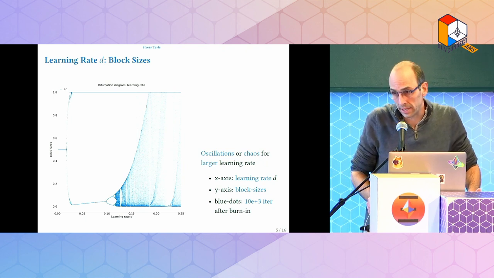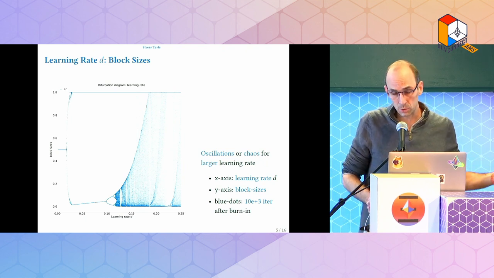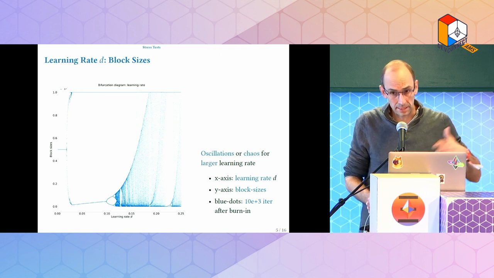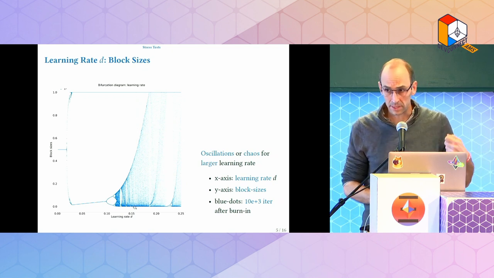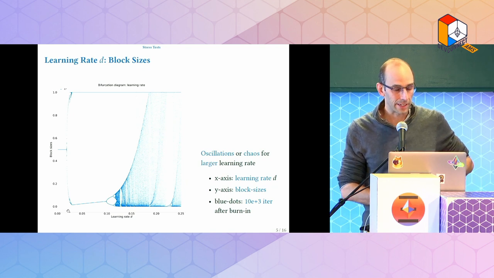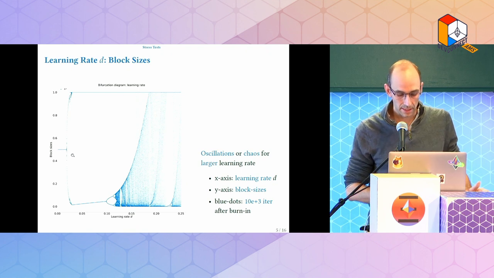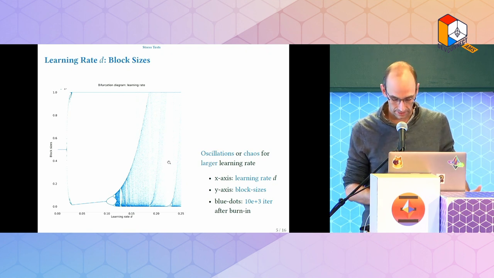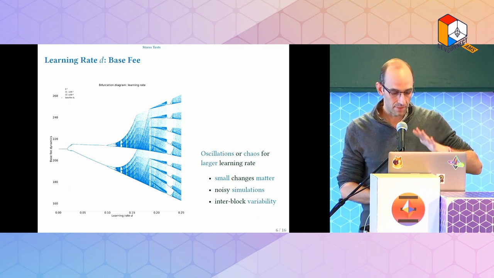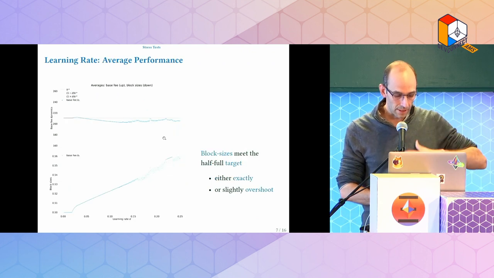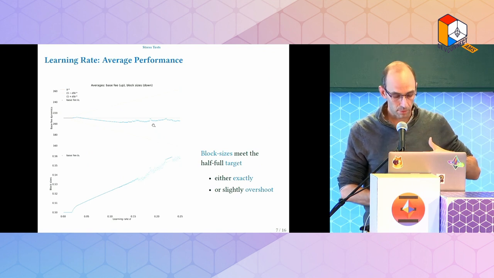So one takeaway is that we are using a mathematical tool that has the ability to correctly predict what's happening in reality. Here, what we are stressing is different values for this learning rate. Of course, smaller learning rates have very good behavior and lead to convergence, but this means that they are very slow, and larger ones tend to create chaotic behavior. For the base fee we can get quite wild behavior, but on average we have very nice performance.